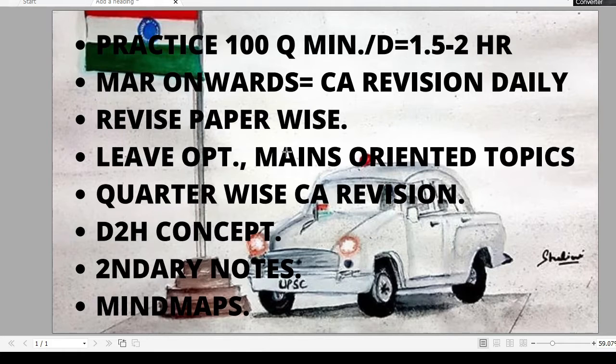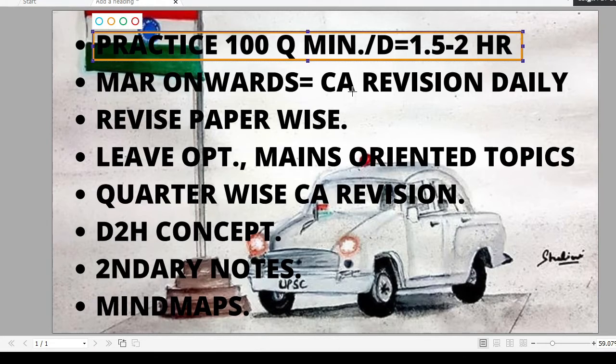So let's start. The first point is to practice a minimum of 100 questions per day, and it should take 1.5 to 2 hours of time. I think it is a great strategy to practice this number of questions, and you can practice more also, and it will help you to adapt to the exam environment. You should always practice UPSC level questions, and you'll get these questions in test series and on Telegram, or I will also try to share the questions. If you can't find them, please comment it down.